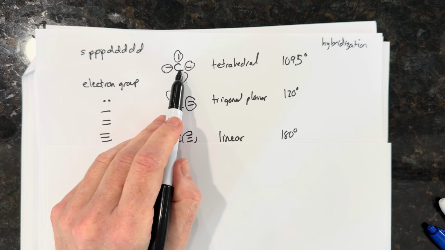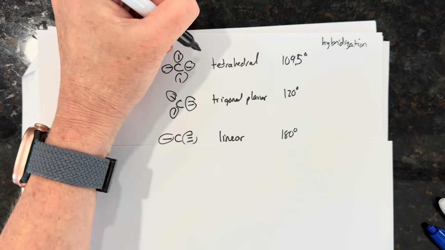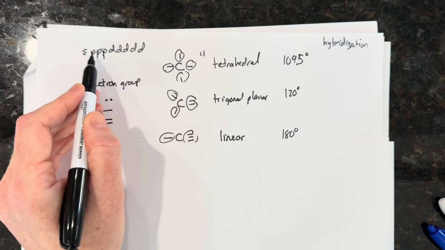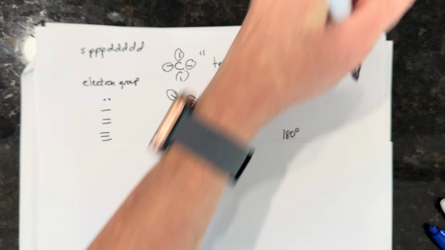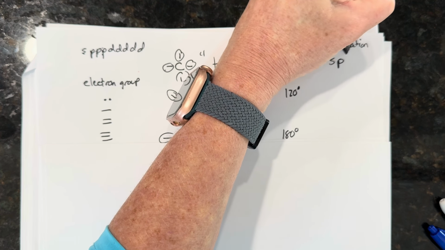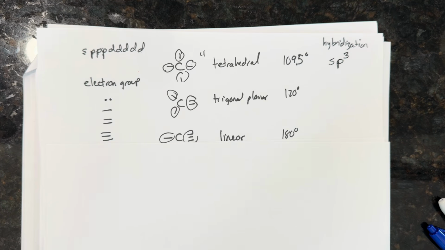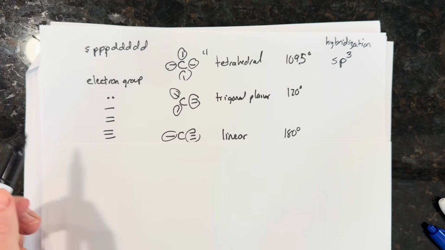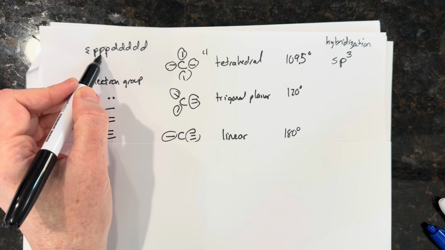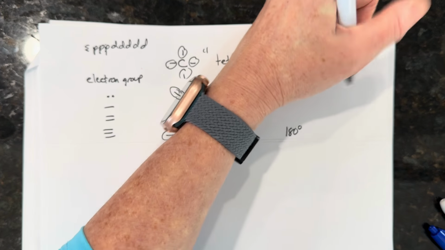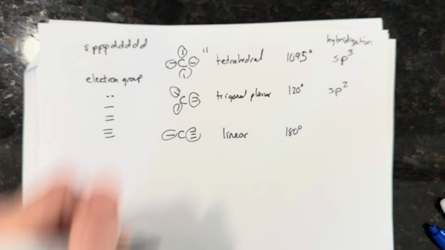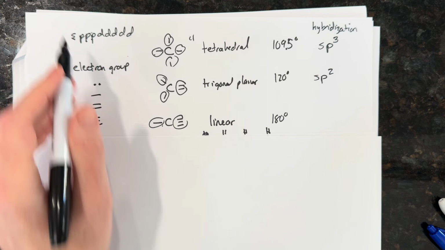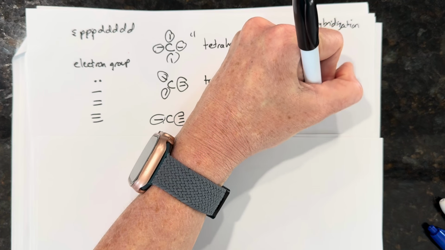So this carbon has 1, 2, 3, 4 groups, right? So you go through 1, 2, 3, 4 letters. An s, a p, a p, and a p. So its hybridization, we would say, is sp3. Cool? Because you went through 3 p's. Let's look at trigonal planar. There's 1, 2, 3 things. So you go through 1, 2, 3. You went through an s and 2 p's, right? So we would call this sp2 hybridization. And last but not least, linear. There's only 2 things, just an s and a p. So we just call it sp.